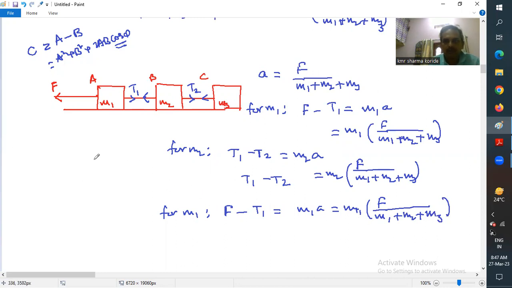Okay, so students, in my next video I'll continue with the motion of the blocks when the string connected passes over the pulleys.